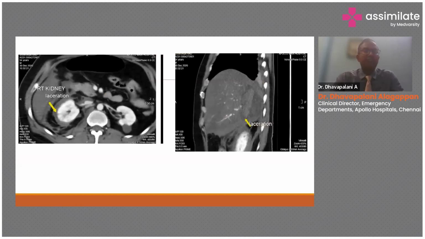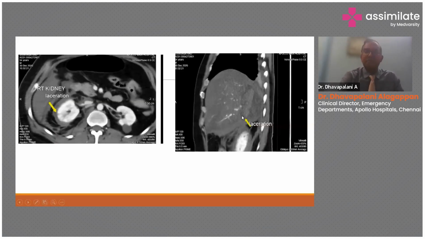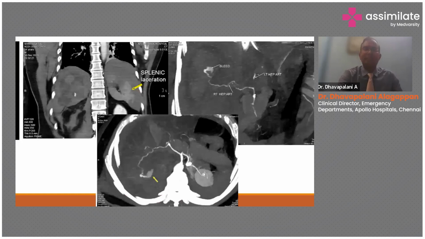You can see that there is a collection right around the right kidney. And you can see that there is a liver lac as well. So he had all these injuries. He had extensive intraperitoneal blood, but all those were contained. We were wondering, why is he arresting? Then we could see that he had a hepatic artery bleed. The blush that you see here is because there is an arterial bleed. That would explain why this guy stabilized first and then subsequently went sick and arrested again.